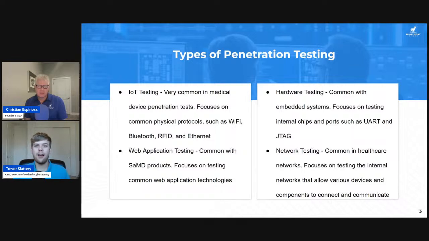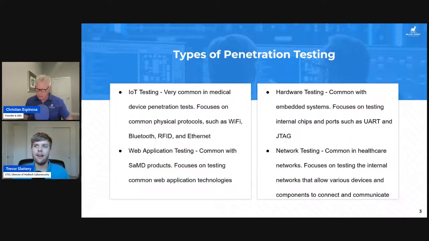Another thing that we'll see a lot in the medical device space is hardware testing. It's similar to IoT testing, but typically when someone says hardware testing in reference to penetration testing, they're talking more about the underlying components, embedded systems. We're looking at a lot of debug ports like UART and JTAG. We're looking at trying to do fault injections on the chip itself. This is very low level. This is probably the lowest level of testing that you can do, getting right inside of the device.